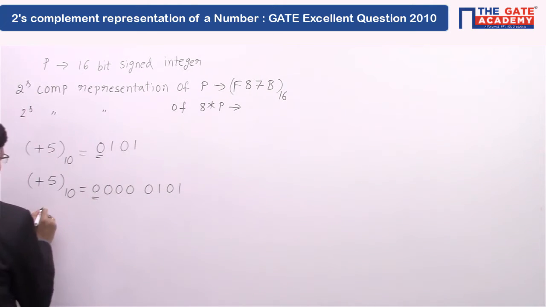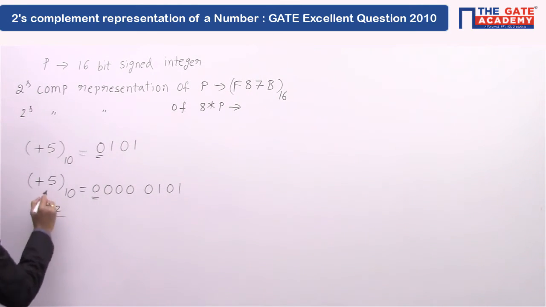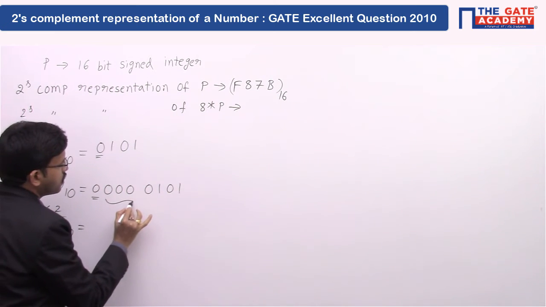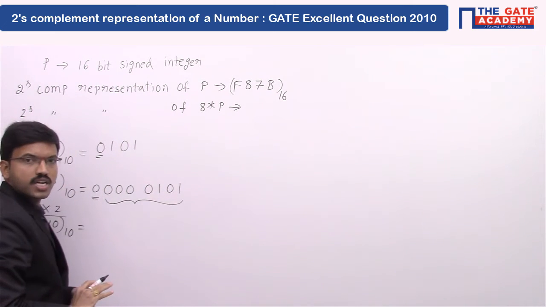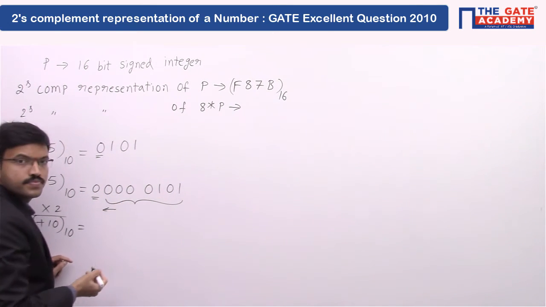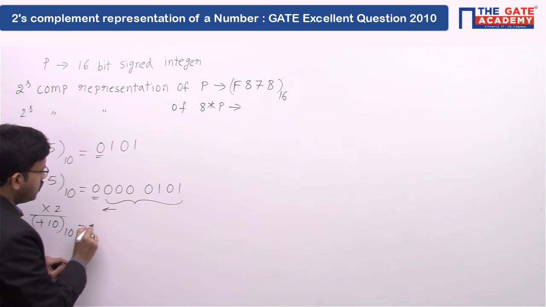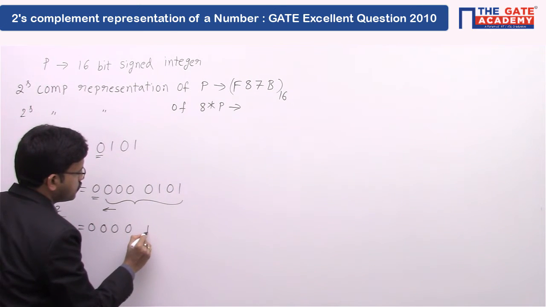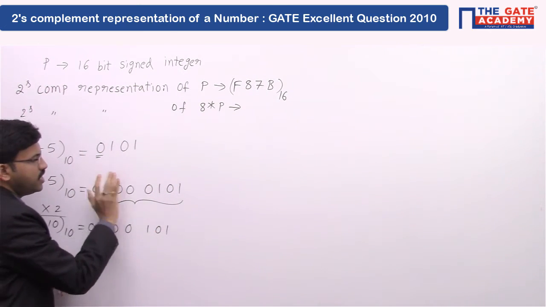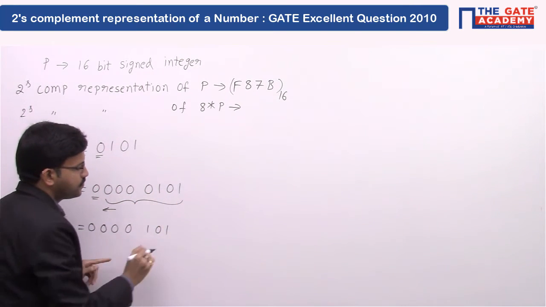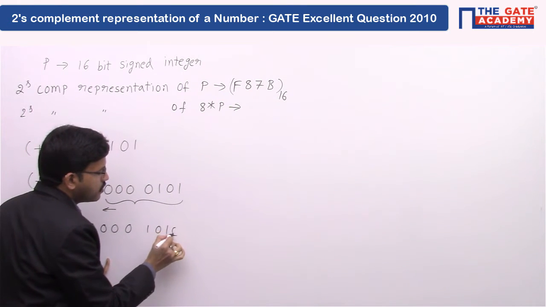Now I want to multiply this number with 2. Plus 5 into 2 is plus 10. Here what I will do, other than the MSB, for all the remaining bits I will do a left shift by 1 bit. Then I will copy here 4 zeros and then 101. That means the LSB is empty here, so I will put 0.